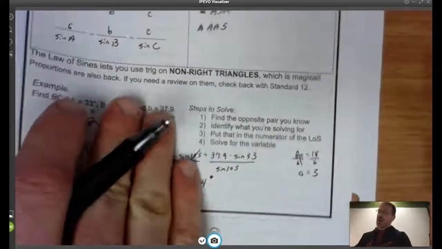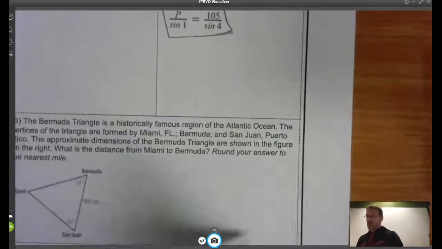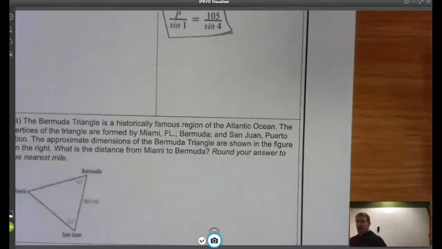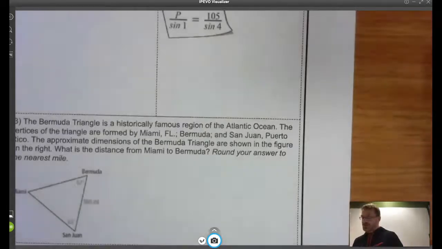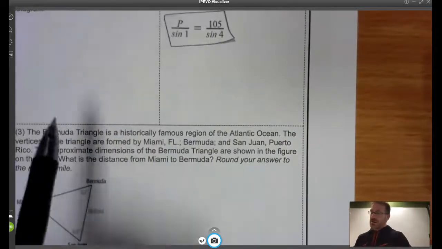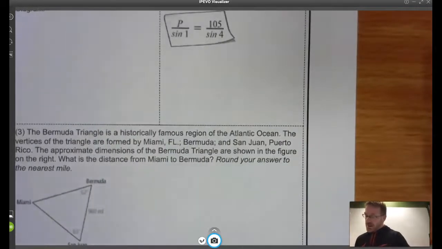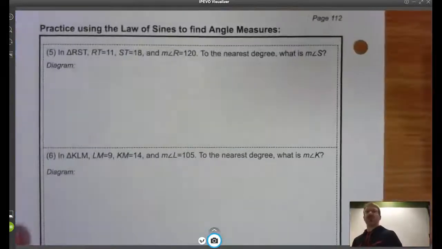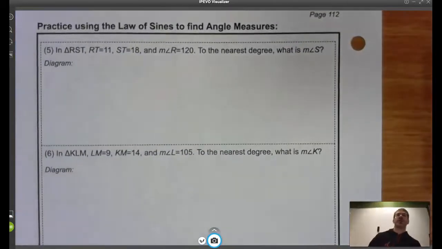All right, let's take a look at another problem here. So let's flip to page 111 here. I'm going to try to find an example here. Let's go over to number 5 there, because I want to set up one where we have to find an angle so you can see how to do that.